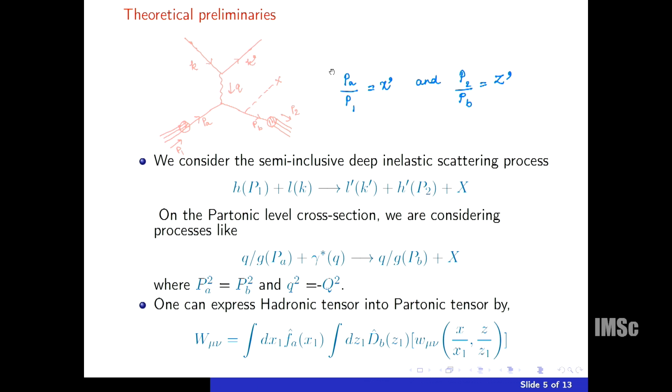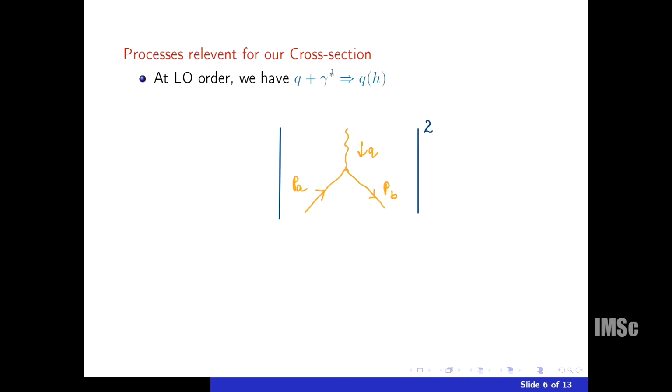Now we need to calculate this capital W mu nu. But since the hadron is a composite particle, we cannot directly jump into it and calculate this part. So for that we always calculate this partonic tensor, or you can say the parton cross section. So we will calculate this part, and this capital W mu nu and the smaller w mu nu are related by this relation, where f is called the parton distribution function and d is called the fragmentation function. f is the probability of getting a parton out of the hadron, and d is the probability of getting a hadron out of a parton in the final state. So these are the processes which are relevant for our cross sections.